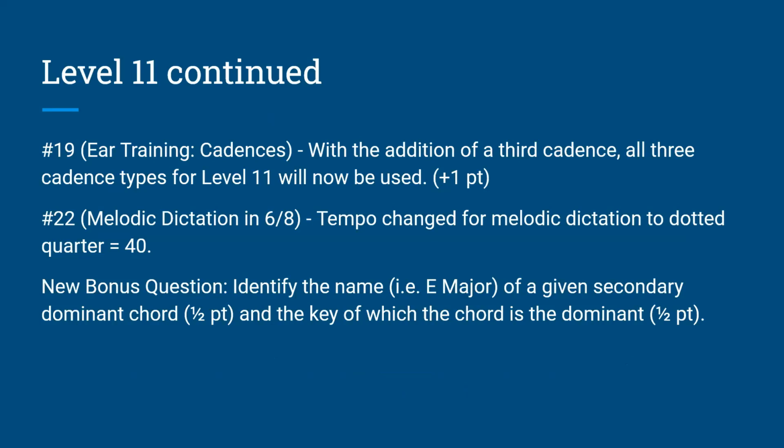On the melodic dictation in 6/8, this tempo will also be changed to dotted quarter equals 40. And then on the bonus question, as we've spoken about already, they will identify the name of a given secondary dominant chord and the key of which the chord is the dominant.